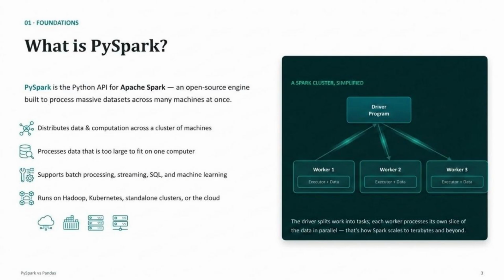Here's the key idea. Instead of one computer doing all the work, Spark uses a cluster, a group of machines working together. Look at this diagram. You've got a driver program. Think of it as the project manager. And it splits the job into small tasks and hands them out to multiple worker nodes. Each worker only processes its own slice of the data in parallel at the same time as all the others. That's the whole trick. If you've got a 500 gigabyte dataset and 10 workers, each one might only need to chew through 50 gigabytes. That's what lets Spark scale to terabytes, even petabytes of data where a single machine simply can't keep up.